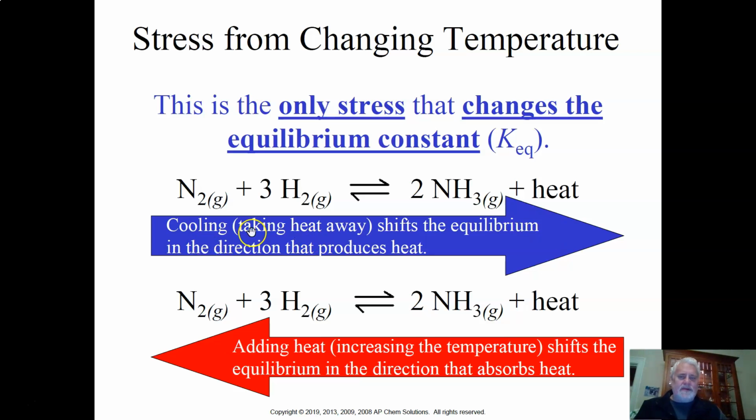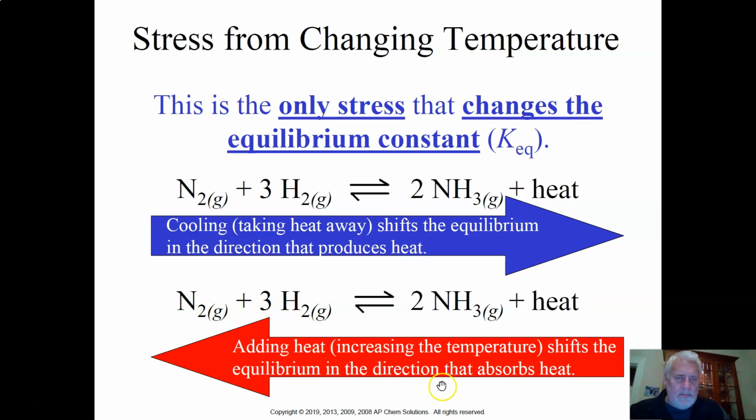Well, you can imagine their surprise. They kept heating it, trying to get more product, and the more they heated it, the less product they had. Okay, so this is why this is such a good example of Le Chatelier's principle.